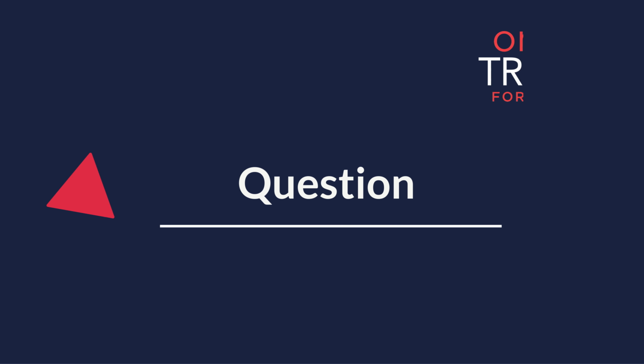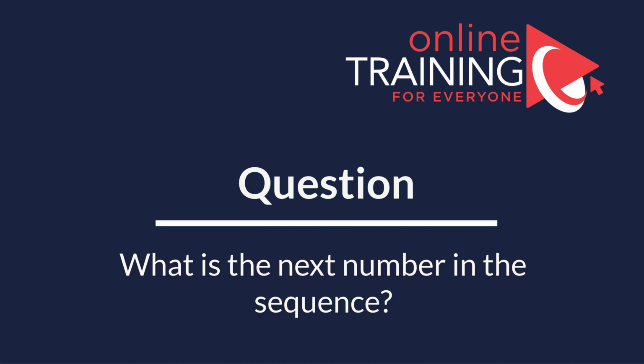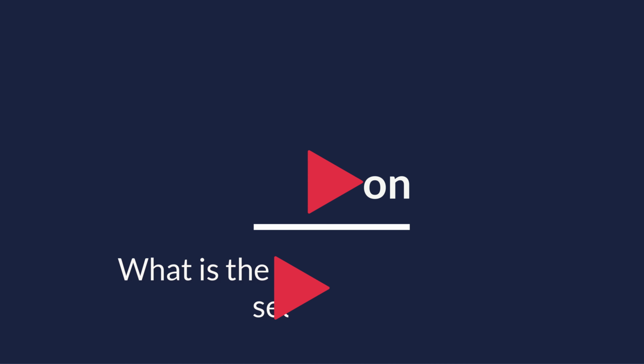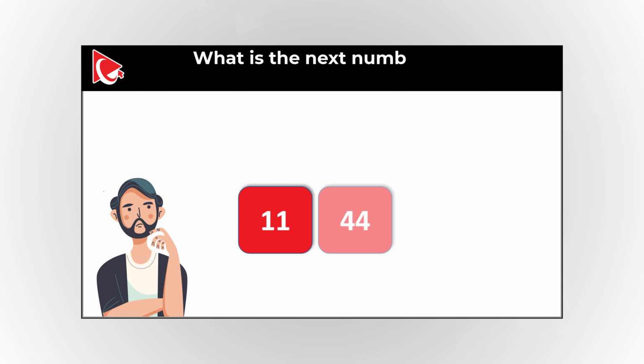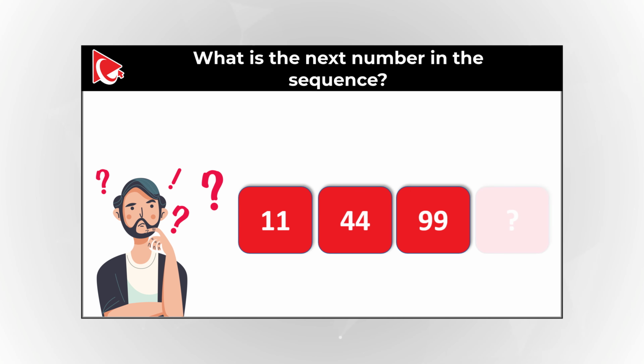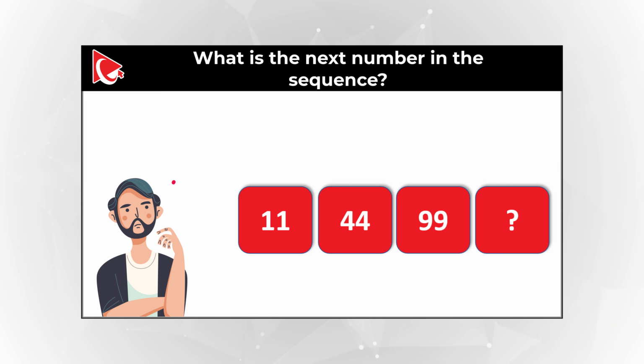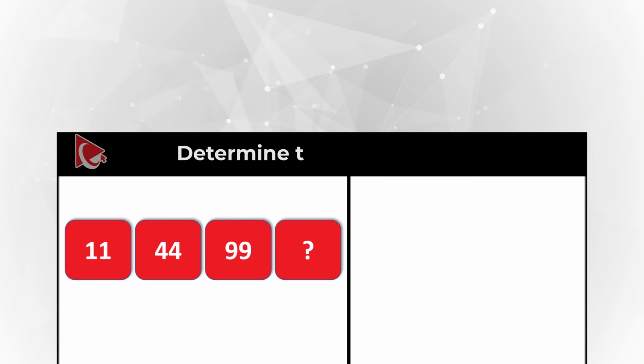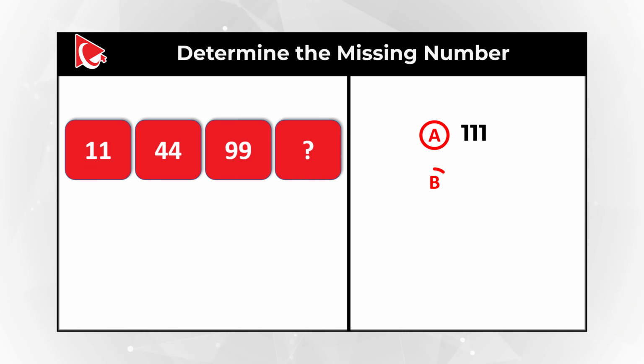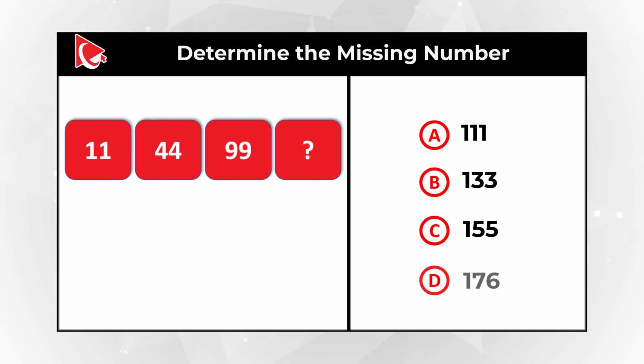And now let's continue and get you ready for the test. Here's the interesting question where you need to calculate the missing number. You're presented with numbers 11, 44, 99, and you need to continue the sequence and determine the missing number out of 4 possible choices. Choice A, 111. Choice B, 133. Choice C, 155. And choice D, 176.